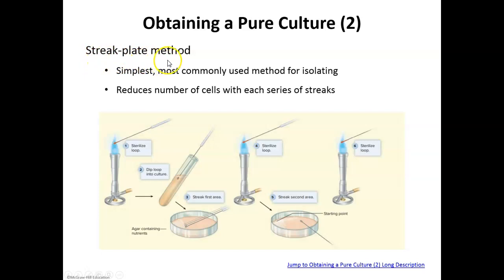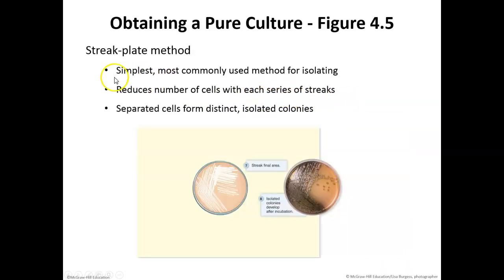The method of producing a pure culture from a mixed culture is known as the streak plate method, which is what we typically use in microbiology labs. So this reduces the number of cells through a process of streaking and sterilizing and streaking and sterilizing. It is a simple method, and you start on one portion of a Petri plate. You take a sterile inoculating loop and you dip it into your mixed culture of bacteria.